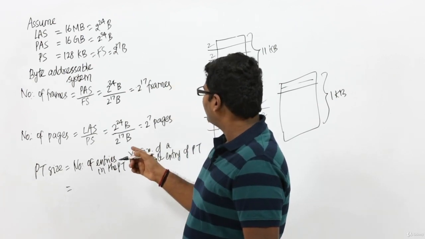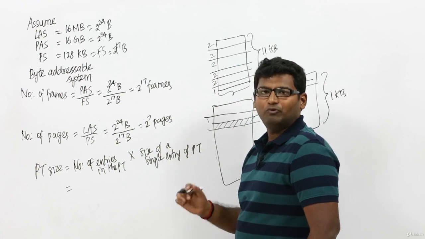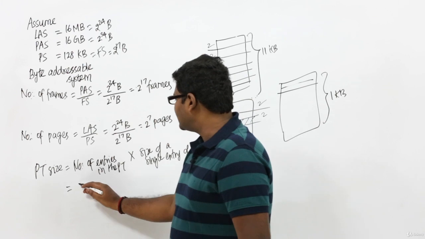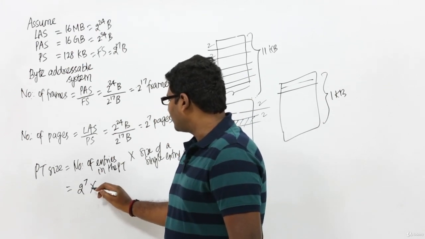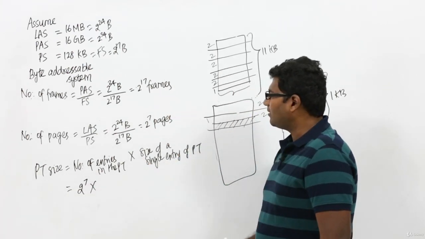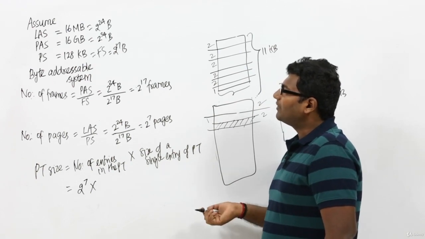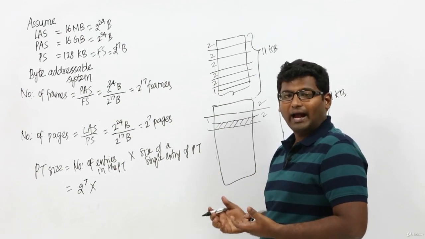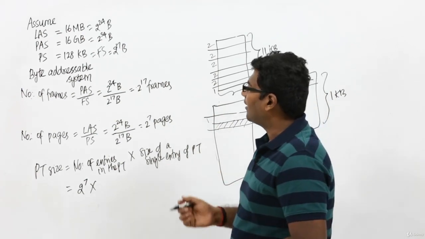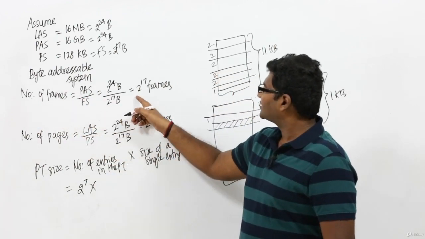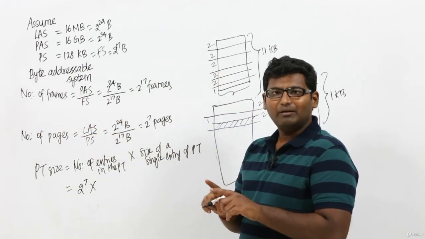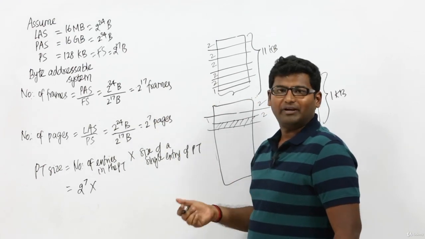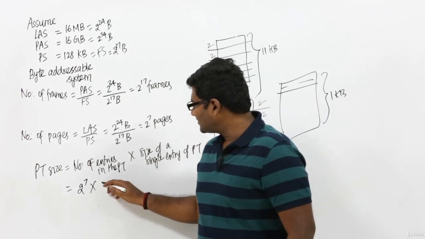We have a total of 2 power 7 pages. If we have 2 power 7 pages in our process, then the corresponding page table will have exactly 2 power 7 entries. Now what is the size of a single entry of a page table? That depends on the frame number field. How many bits do we need to indicate the frame number? That depends on how many frames we have. If we have a total of 2 power 17 frames, then we need a 17-bit binary number to indicate one among these 2 power 17 frames. So we need a total of 17 bits.